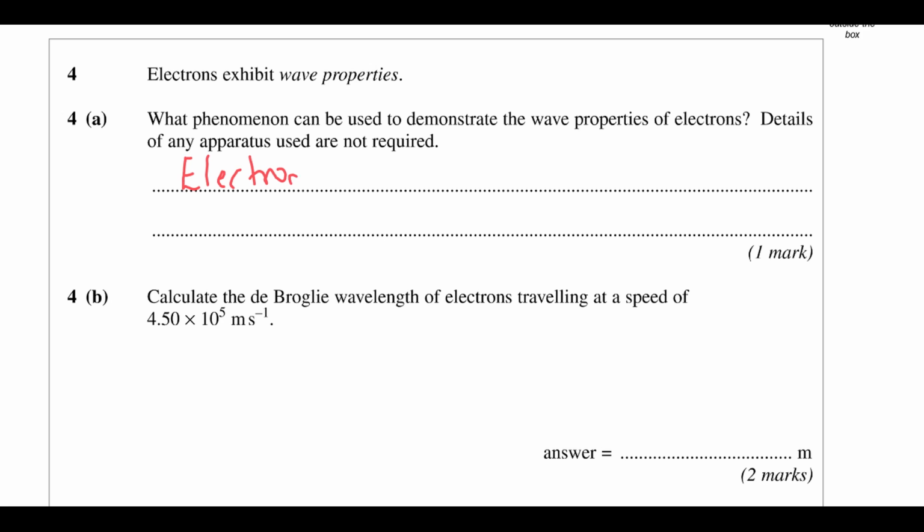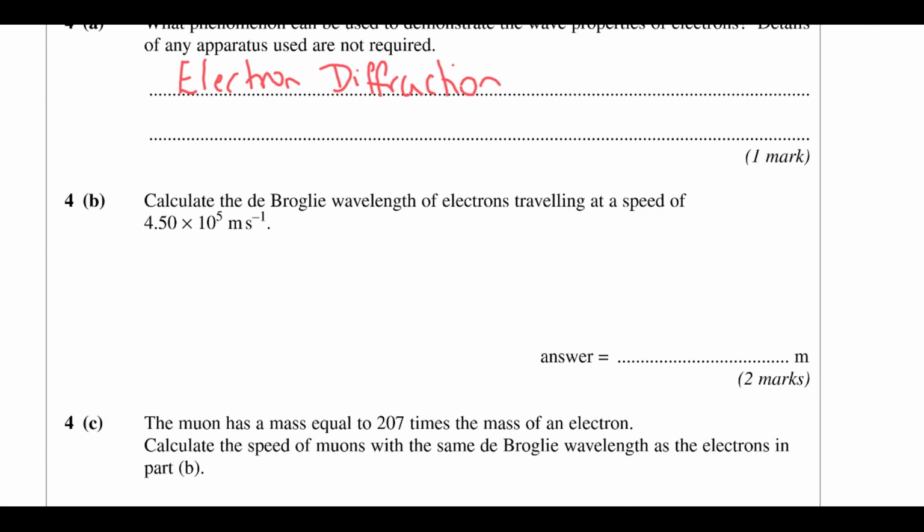So diffraction is a wave property only. It's not a property predicted by particle theory. So if you can make electrons diffract, that would mean they're acting like waves. So that's the evidence.